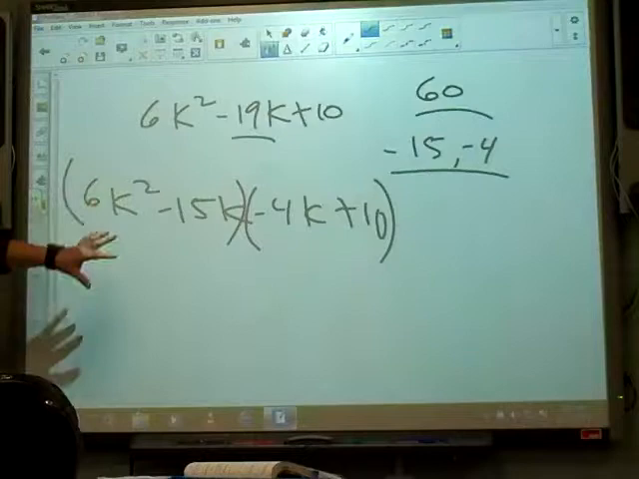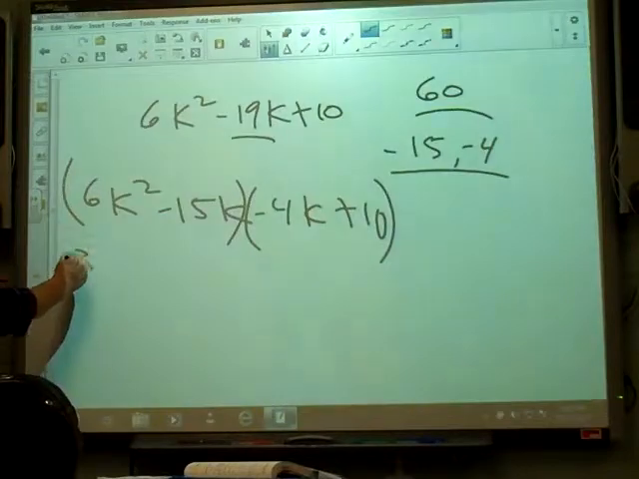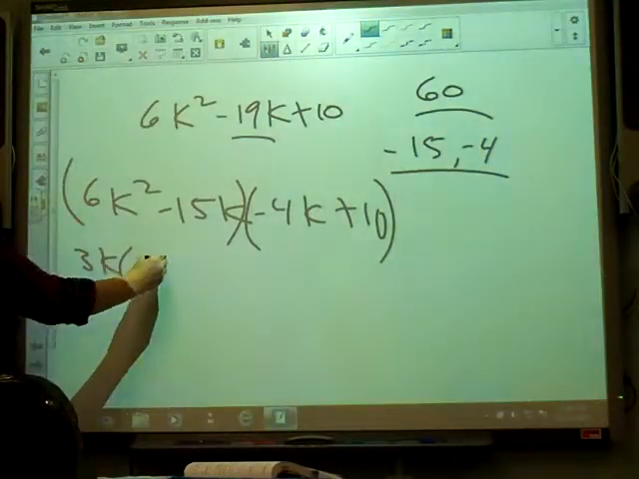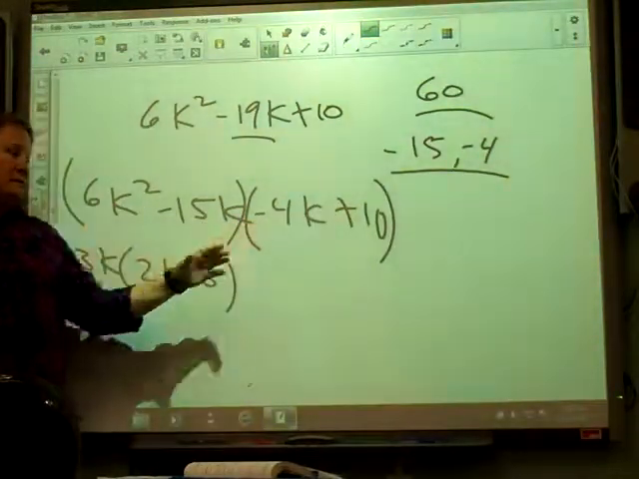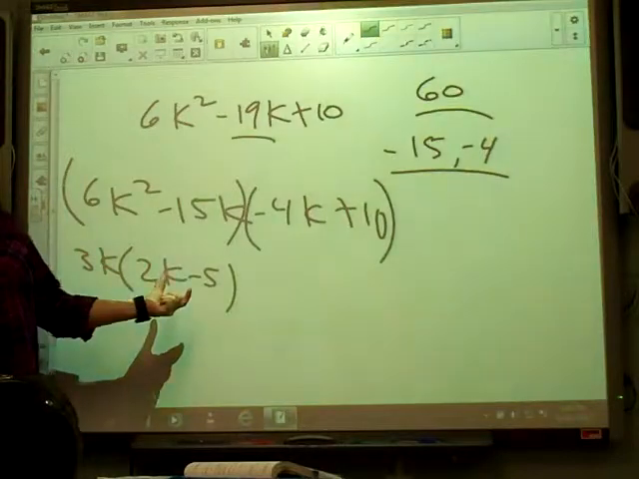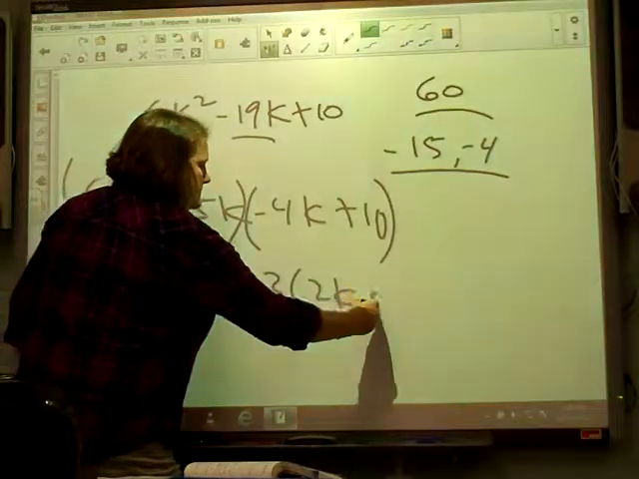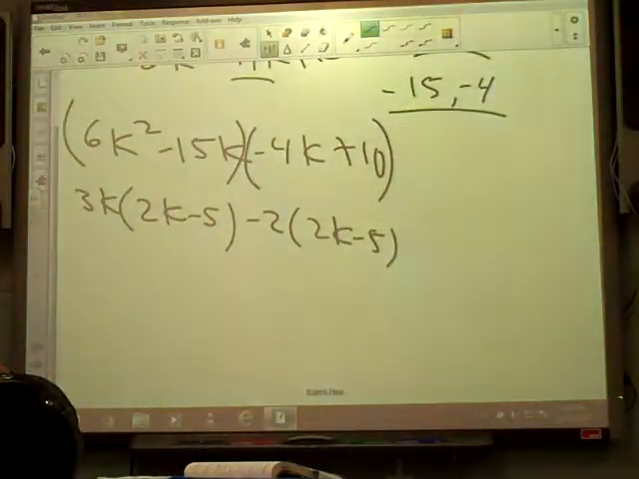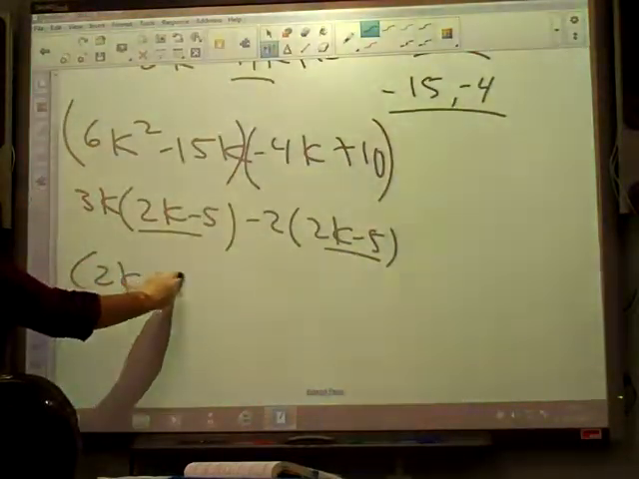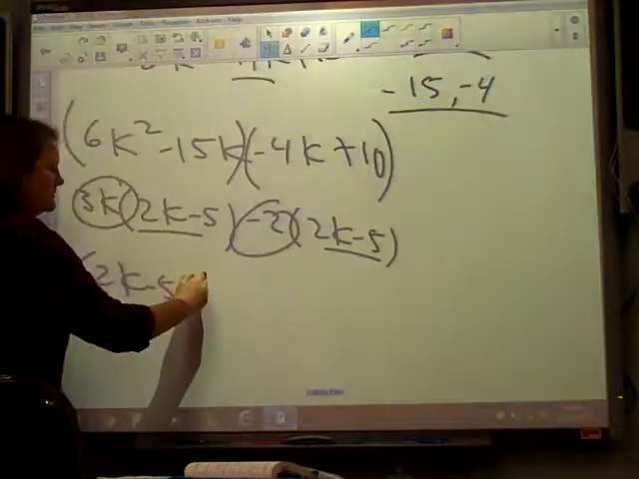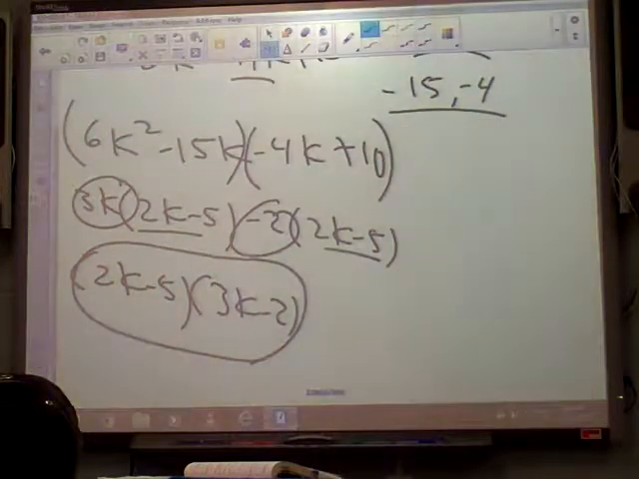Alright, so out of this first group that Baylor just found us, what's the GCF? 3K. That leaves me with 2K minus 5. Remember, whatever I take out of here, my goal is to also have a 2K minus 5. Negative 2. So, we write our answer now. What we had twice times what we took out. That's pretty easy.